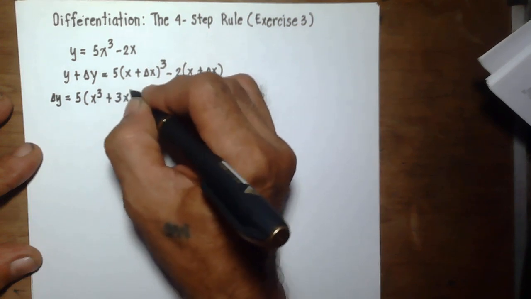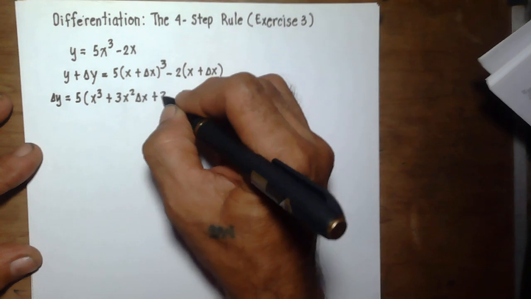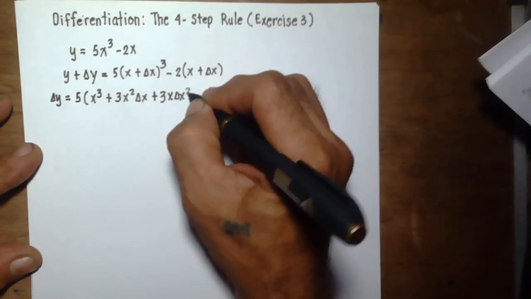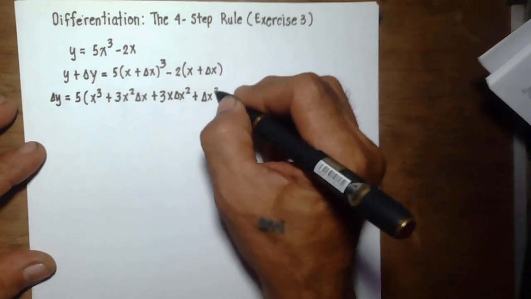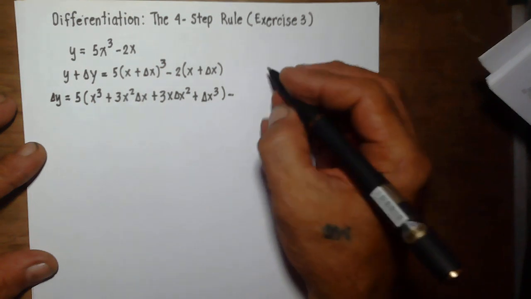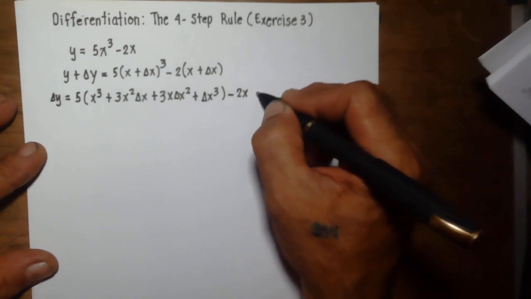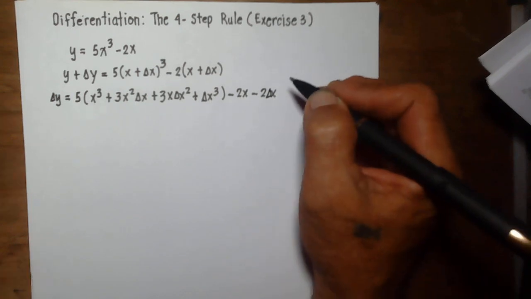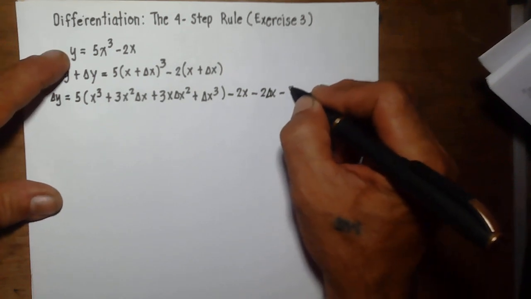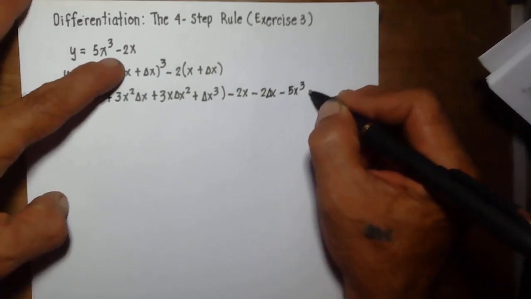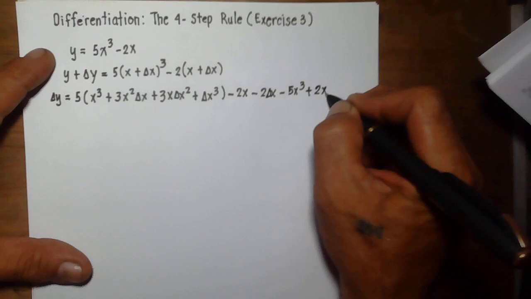plus 3x squared delta x plus 3x delta x squared plus delta x cubed minus 2x minus 2 delta x minus y, and y is equal to 5x cubed minus 2x, and since this is subtracted, it becomes plus 2x.